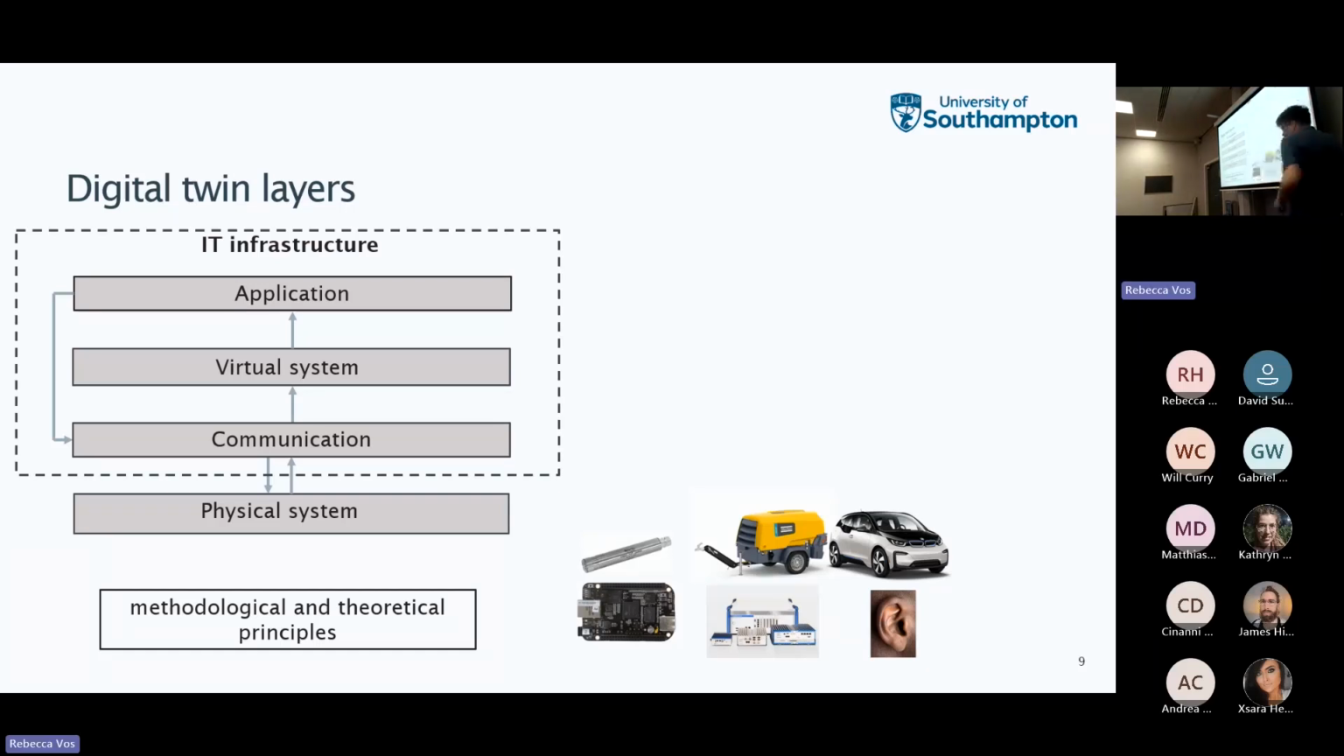And like I said, you can even include things in the physical system that are related to how we as humans perceive sound and vibration. So, for example, a model of an ear. Then we have the communication layer. So we have the physical system, we have some sensors on it, and they measure something. And now we're going to send this data to the virtual domain. So everything in this box is virtual.